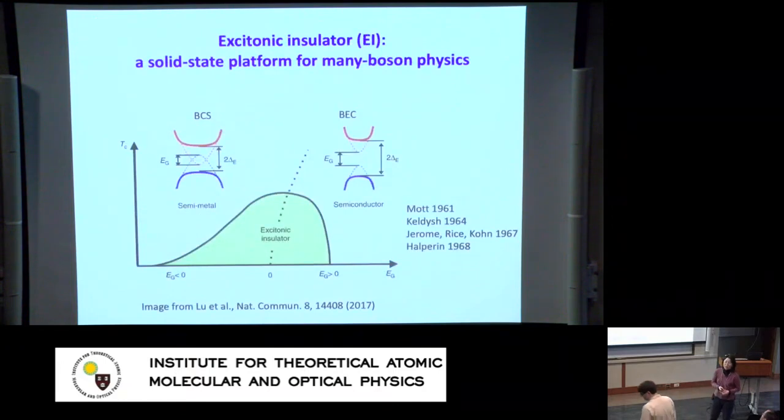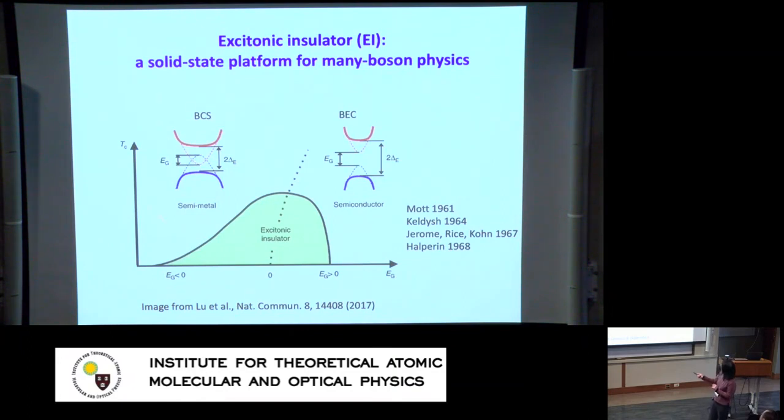So, what is an excitonic insulator? Excitonic insulator is a charged insulating state that arises from the spontaneous formation of bound electron hole pairs. We call it exciton. This is relatively old. I'm talking about the 60s or 70s. Solid state platform for many boson physics. And as you can see from the reference, this problem has been studied by many giants in theoretical physics.